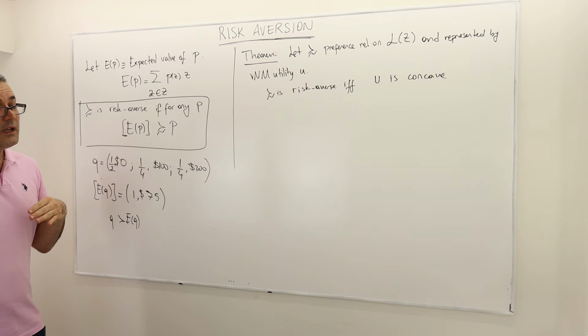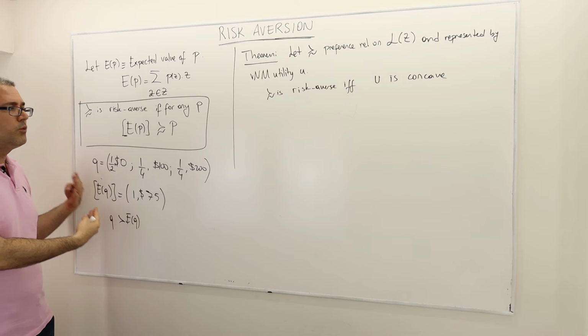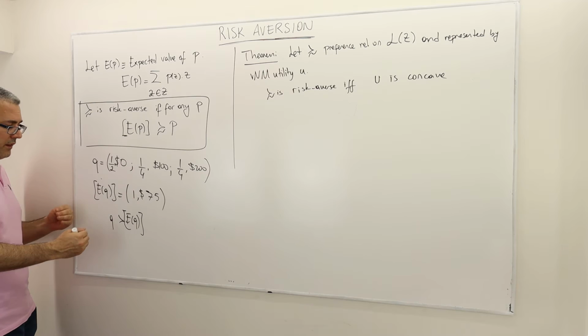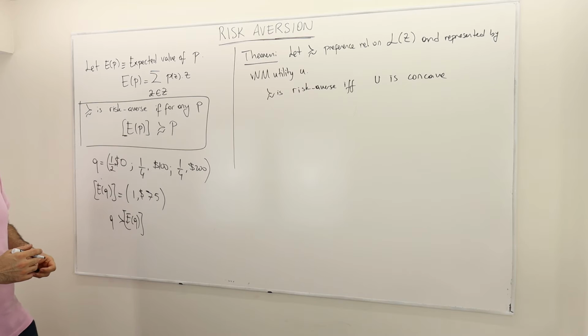And so proving that a preference relation is risk averse is difficult. But proving that this preference relation is not risk averse is easy, because all you have to do is just find one example. Again, in this example, if the preference relation says Q is strictly better than the sure lottery E of Q, well, then clearly this preference relation is not risk averse. Okay? Very well.